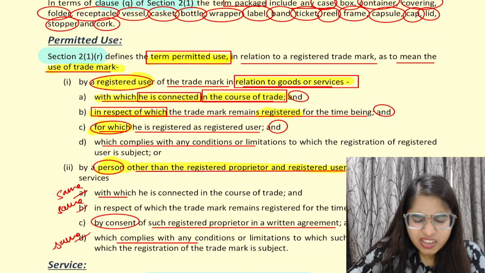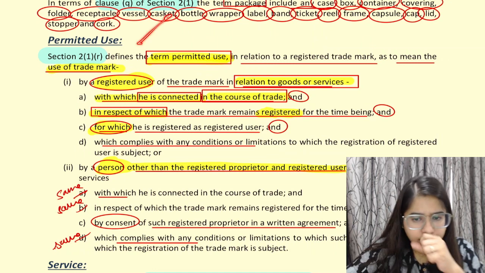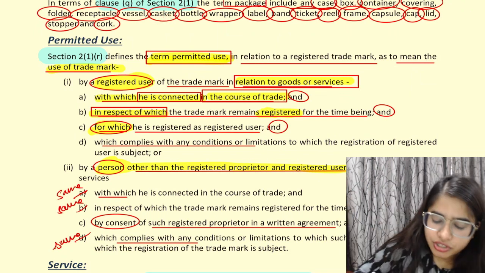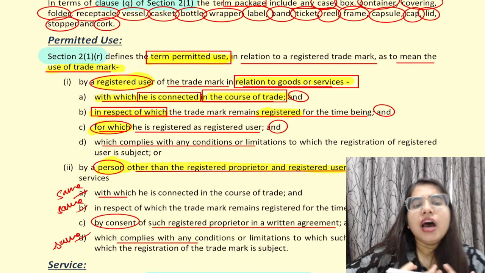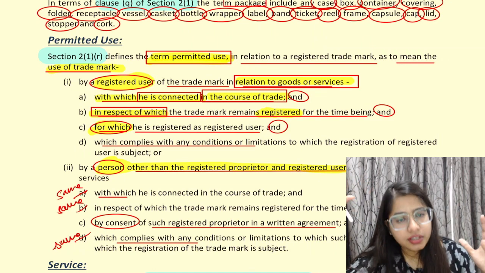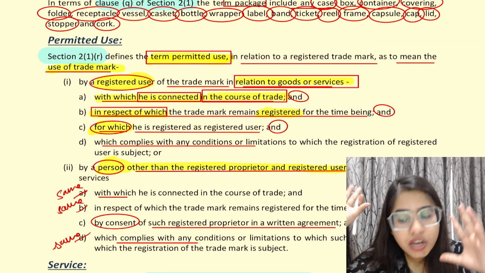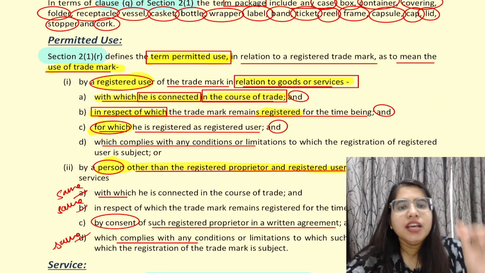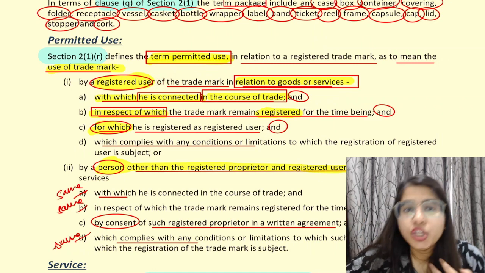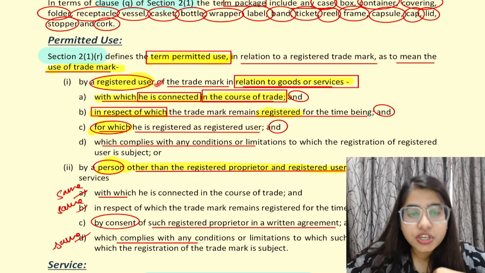Permitted use is easy. Permitted use means for which purpose you can use the trademark, and the question is who can use the trademark. A registered user can use the trademark. Registered user means, let's say, Yashas Academy. Let's say Nilesh sir has taken the trademark in the name of Yashas Academy, in his name. So he is the registered owner, the registered user. Registered user means the owner of the trademark. Who's the owner of Yashas Academy? Nilesh sir. So registered user means the owner of the trademark.